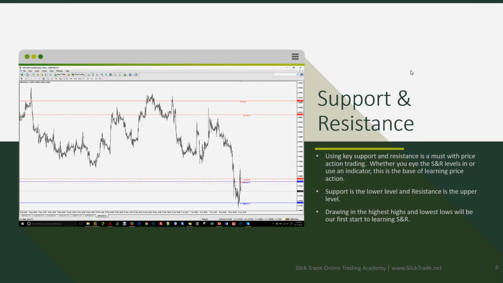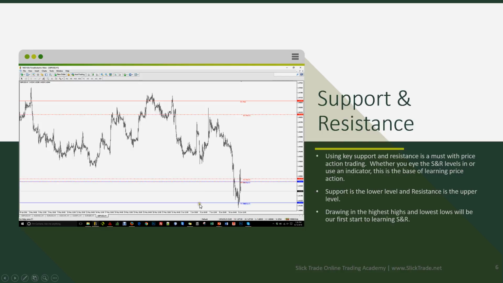Support and resistance. Using key support and resistance is a must with price action trading. Whether you eye the S&R levels or you use an indicator, such as the one to the left here, which is provided in the template, this is the base of learning price action. At least for me it was. Now support is the lower level and resistance is the upper level.